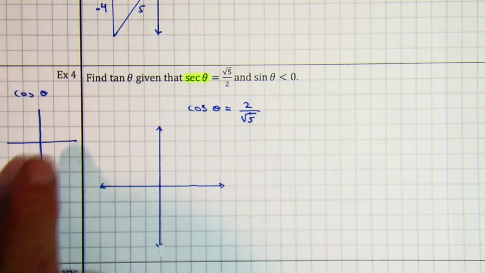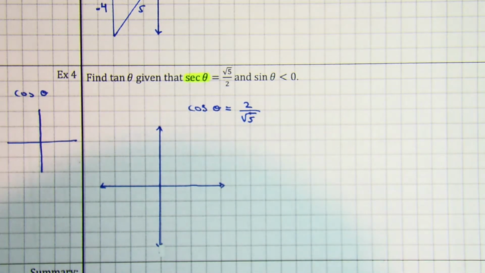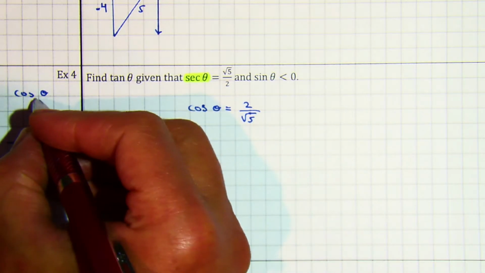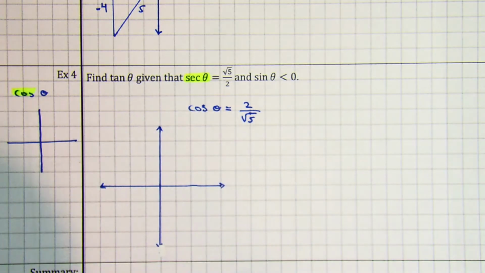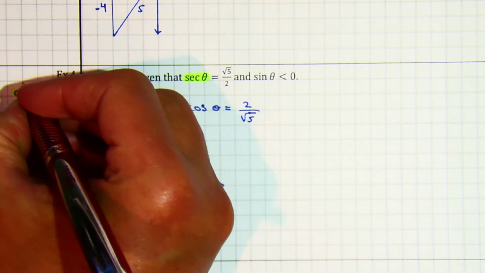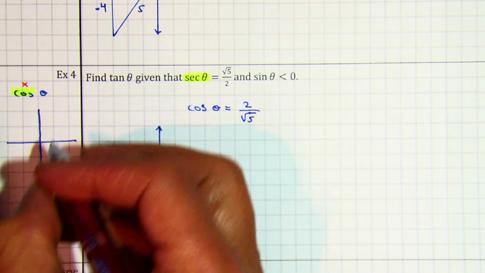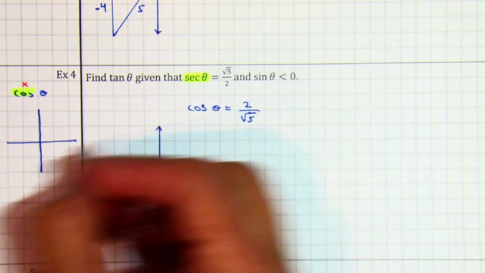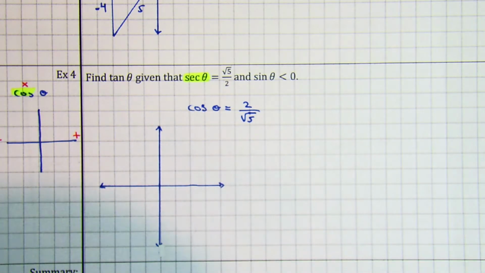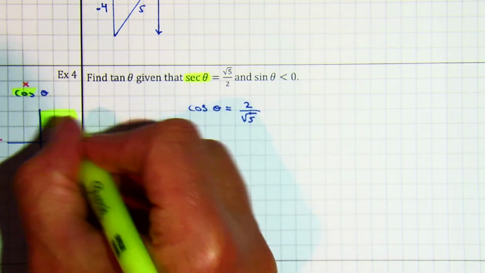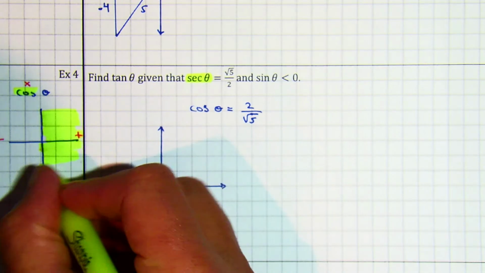So in which quadrant is cosine positive? Well, I know that cosine is my x value. And for my x value to be positive, I know it's positive to the right, negative to the left. So therefore, my angle has to be in quadrant number 1 or quadrant number 4. Do you agree?